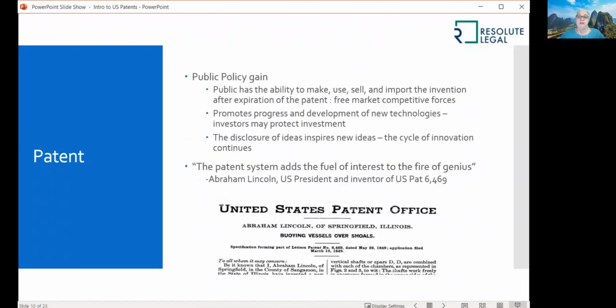And we have over 11 million patents that have been granted in the United States in a little over 200 years. And so the system continues to grow. We have a United States president named Abraham Lincoln, who was the president in the 1860s, who was also a patent holder. And he famously quoted, "The patent system adds the fuel of interest to the fire of genius." So these are all a part of the business culture and background and the importance of patents in the United States.